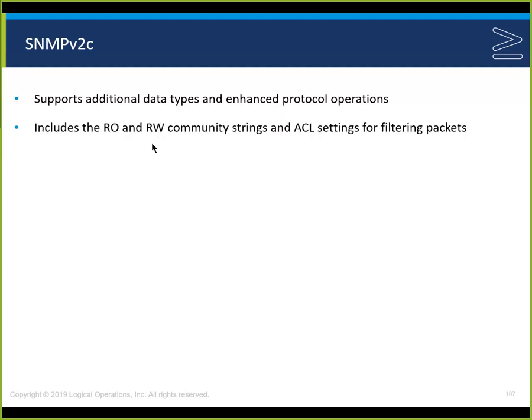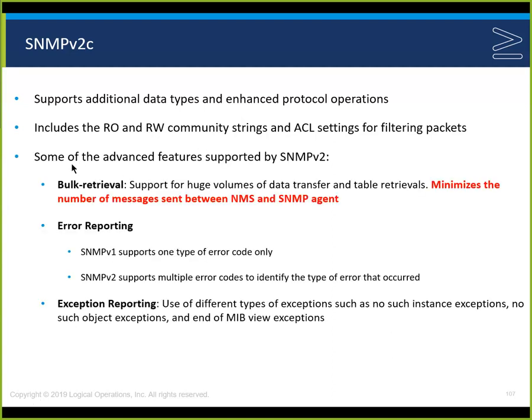2C includes the read-only and the read-write community strings and access control lists for filtering packets. The advanced features: bulk retrieval for these things, reducing the number of messages that are going to be sent back and forth. Error reporting: version 1 has one type of error code, version 2 has multiple error types. And then we have exception reporting that's available in these things. It uses different types of exceptions, such as no instance, no such object, and the end of the MIB view exceptions. And then if you try to add something, this is where you're going to get the no object.